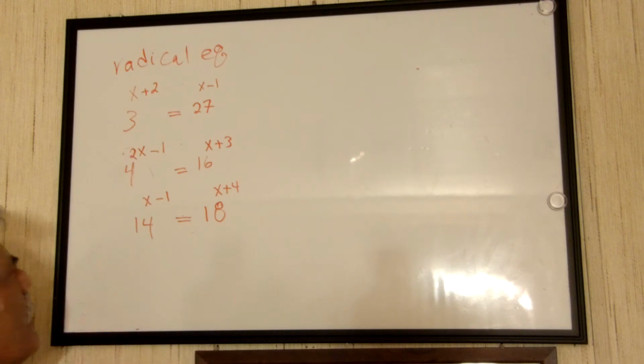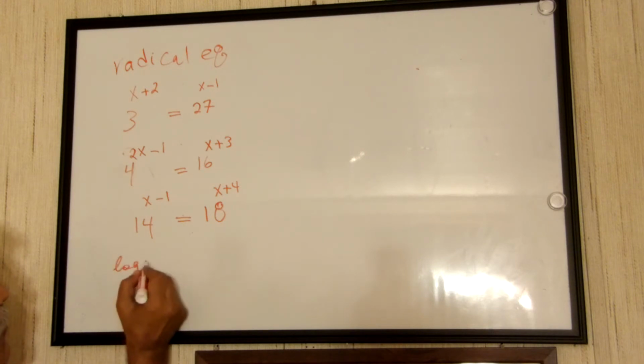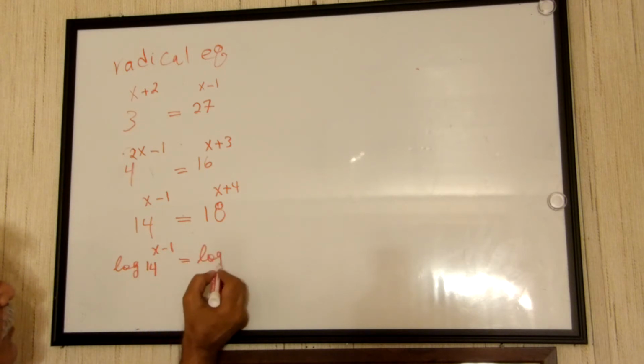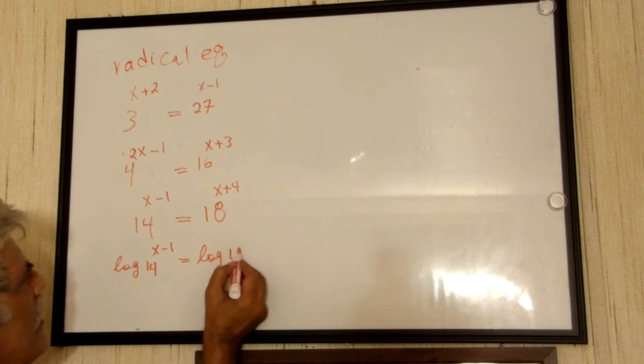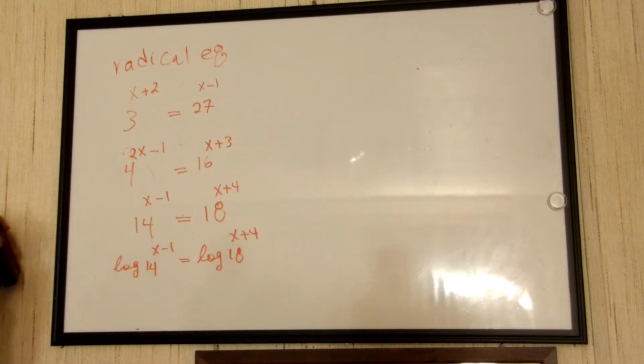We can take the log of both sides. Log of 14 to the power of x minus 1, log of 18 to the power of x plus 4. We take the log of both sides. Okay?